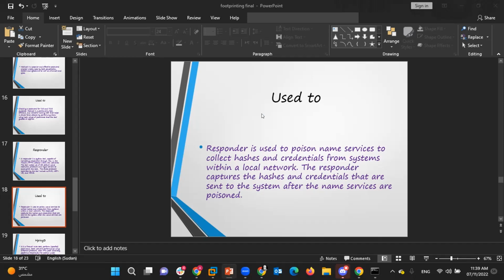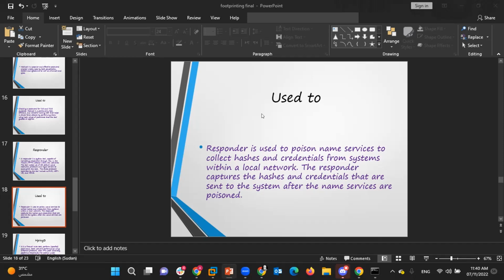So Responder is used to poison the network. Responder is used to poison name service to collect hashes and credentials from the system within the local network. Just within the local network, a man in the middle attack should happen to collect credentials from the system. When it's sent, it captures it, just captures it when it's sent internally.